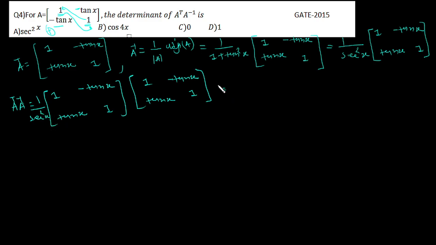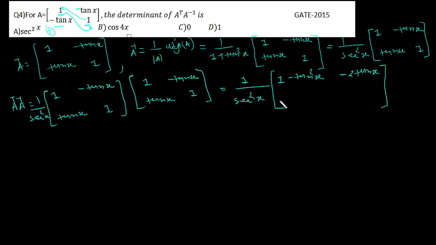So let's do some simplification and multiply both these matrices. We are getting simply sec square of x into, here we have to multiply this row with this column. So we are getting 1 minus tan square of x as the first element. In the second element we select the first row multiplied with this column. So here we are getting tan x minus tan x, which will be minus 2 tan x.